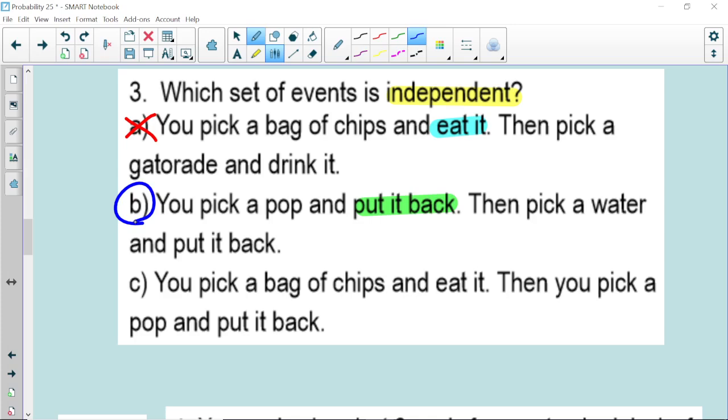Couple thumbs up. All right, why do we think this one's dependent? Because you ate the bag of chips. Now when you do your second selection, you go to pick up the pop, there's no more chips to choose from because you already ate it. So C is not independent, because what we did on the first selection changed what we can pick from on the second selection. So only choice B is independent here.